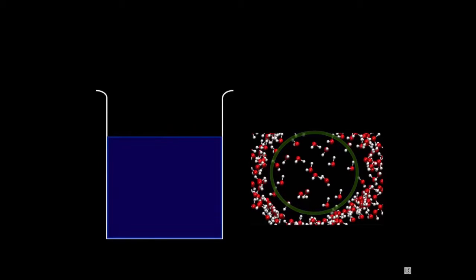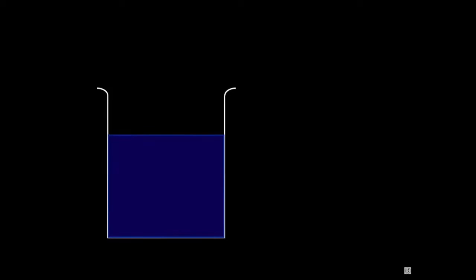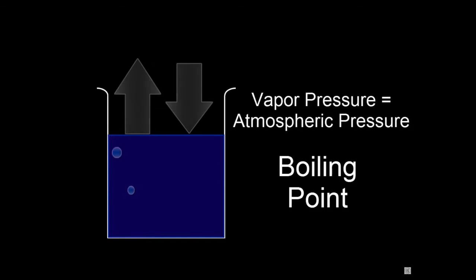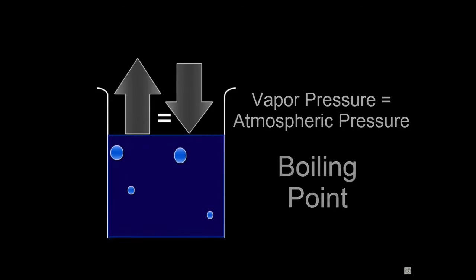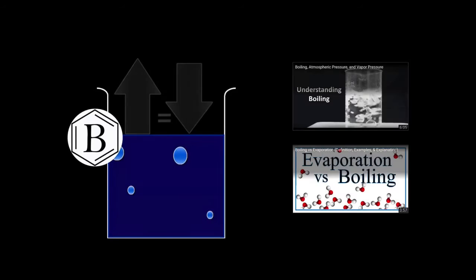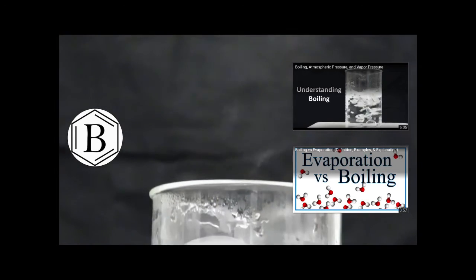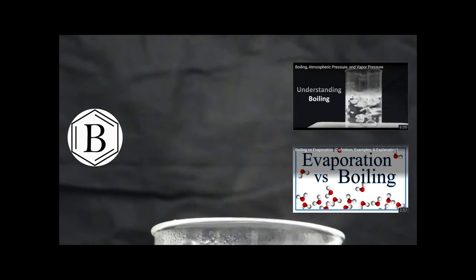This makes it easier for the liquid molecules to spread out, form a gas, and rise to the surface. That's boiling. We can make boiling happen by either increasing the vapor pressure or decreasing the atmospheric pressure. Either way, once the vapor pressure and the atmospheric pressure are equal, we've reached the boiling point, and boiling can begin.